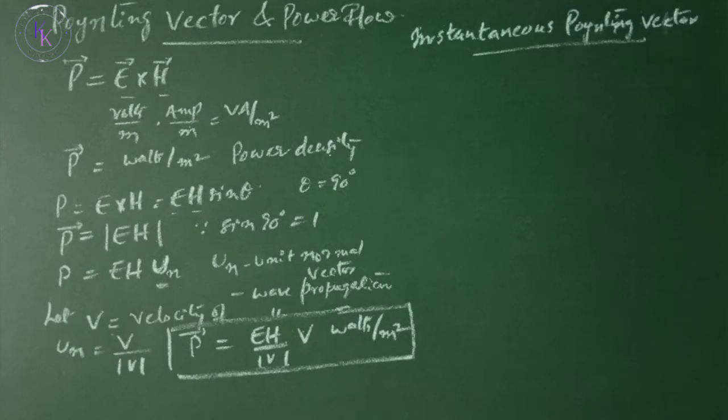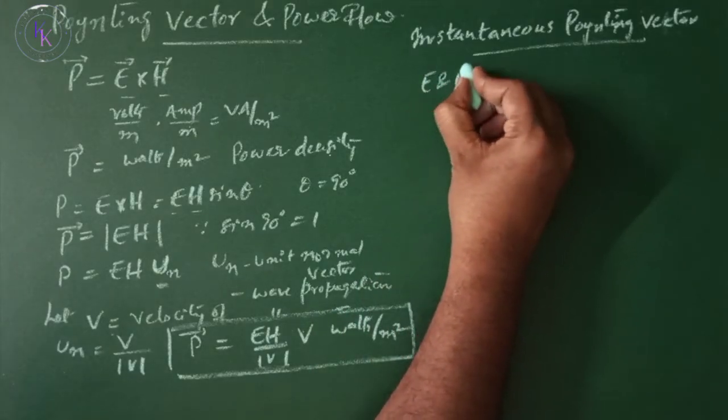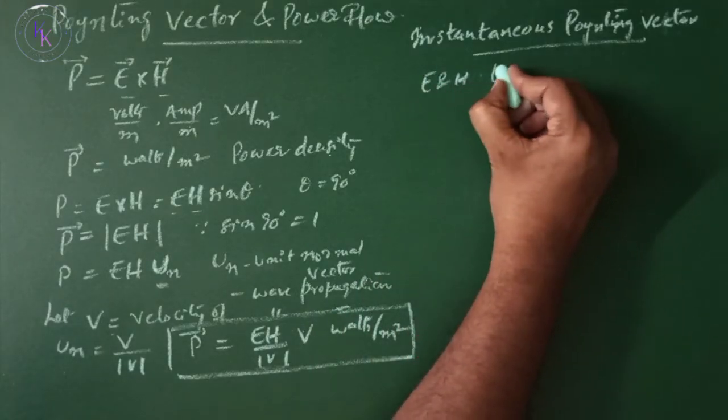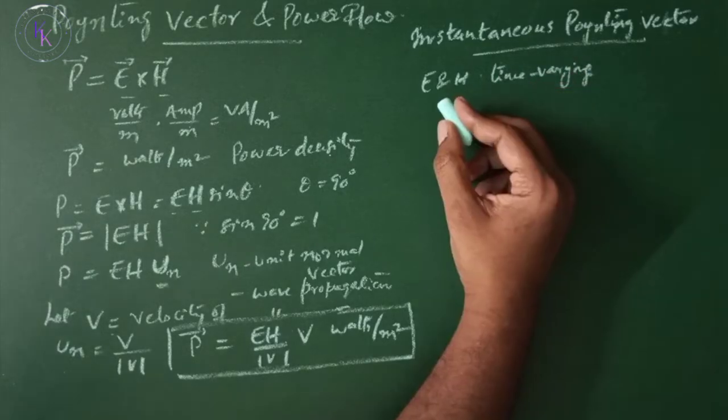We know that the Poynting vector is P equals E cross H. The electric field intensity E and the magnetic field intensity H may be time variant or time invariant. If E and H are independent of time, then P represents the constant power density, that is, the rate of propagation of energy per unit area occurring continuously. If E and H are time varying, an instantaneous Poynting vector may be defined.